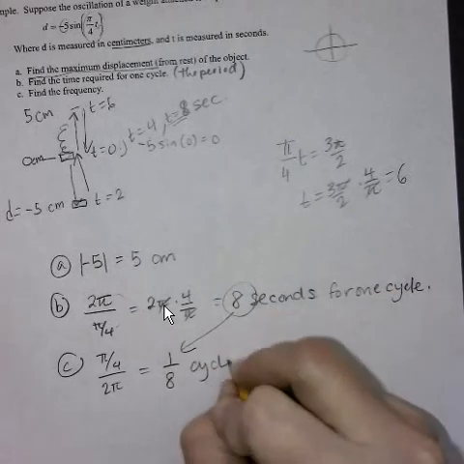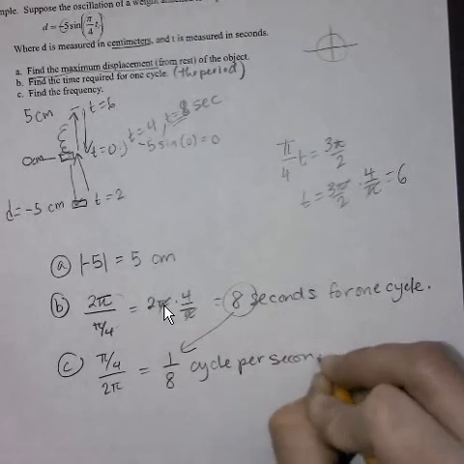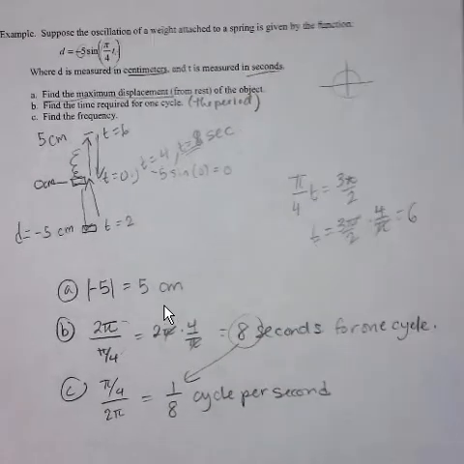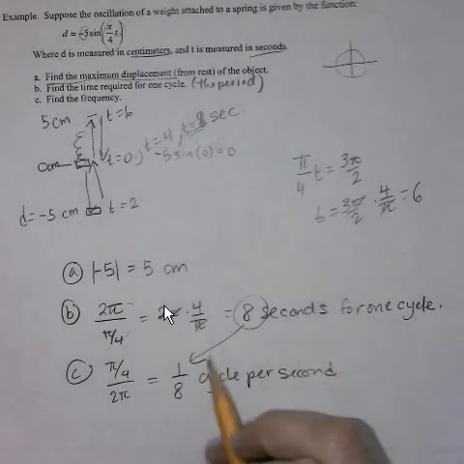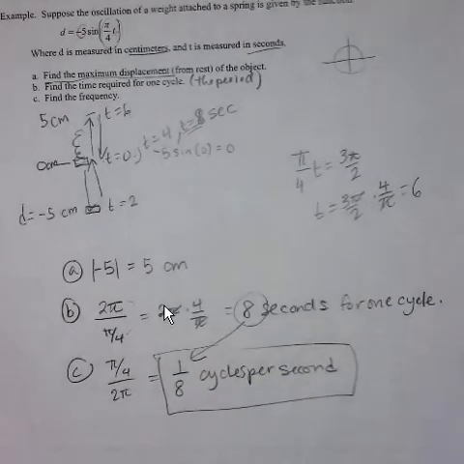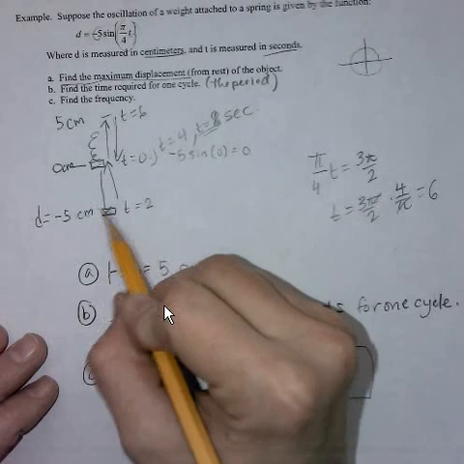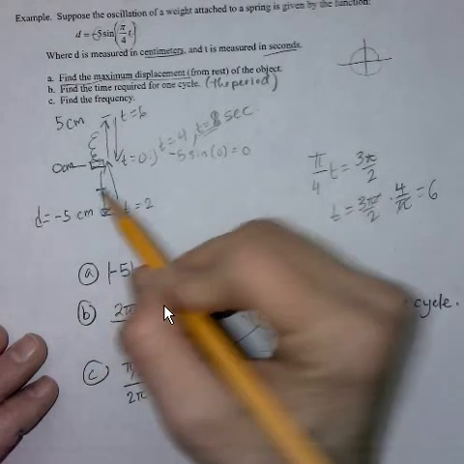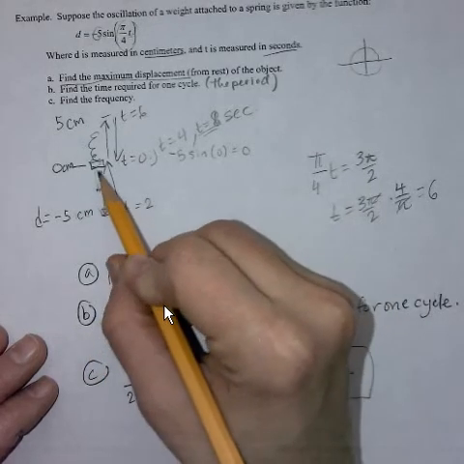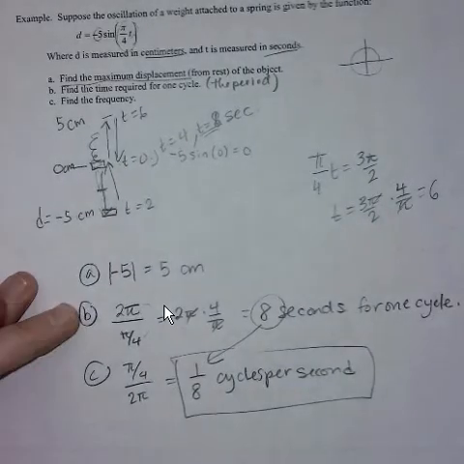Now the units of time could be different, of course, but this is seconds because that's what we're given in the problem. 1/8 cycles per second. So frequency is how many cycles per unit of time. It takes 2 seconds just to get down to here. So in 1 second, you only get an eighth of the trip. So find the period first, and then the frequency is simply the reciprocal.